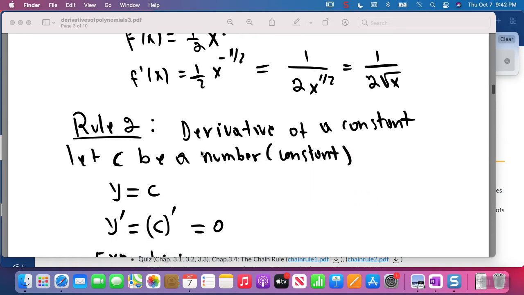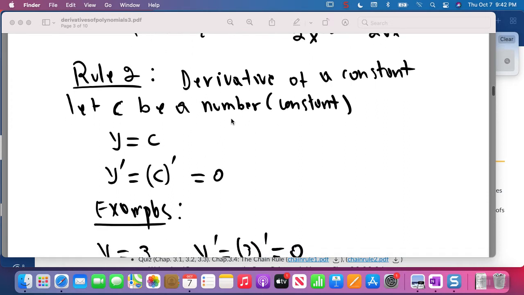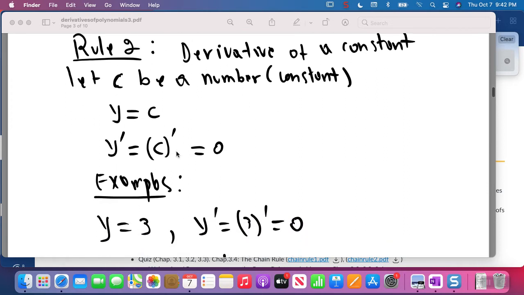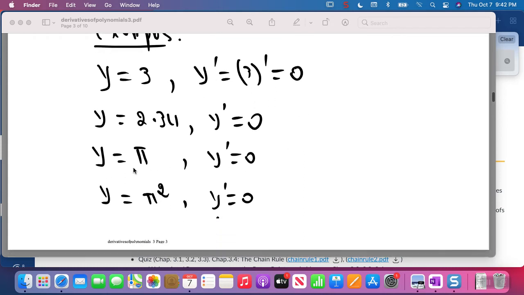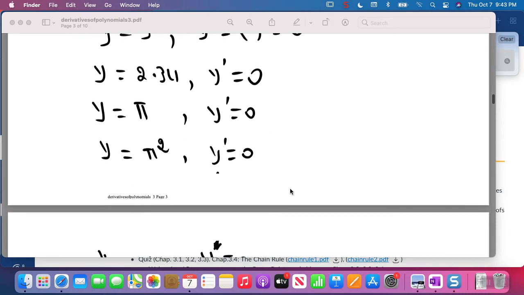Rule number 2 is about the derivative of a constant. The derivative of any number is 0. For example, if they give you y equals 3, its derivative is 0. If y equals pi, because all of those are numbers, the derivative is 0.